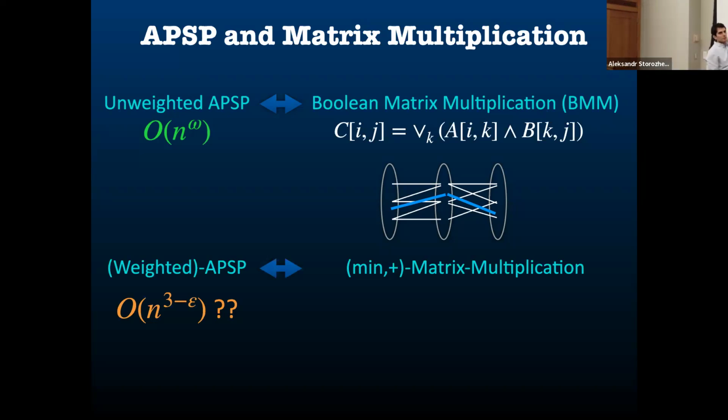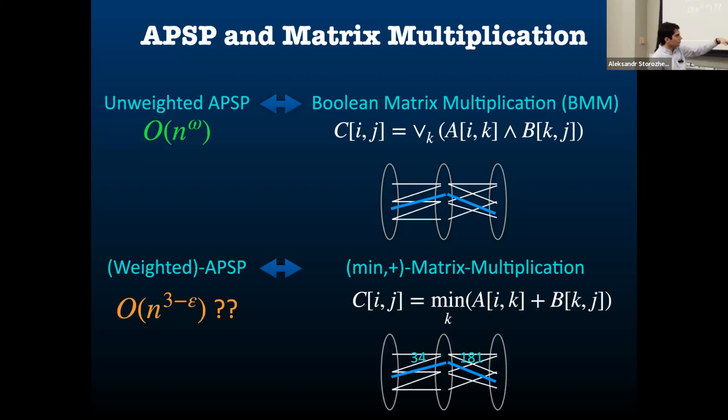But we want the weighted case. In the weighted case, the same thing happens. You can still get this equivalence to the 3-layer case. It's still a matrix multiplication problem, but instead of Boolean, it's min-plus. So instead of the sum, it's a min. Instead of the times, it's a plus. It's a different operation, but it's still a matrix multiplication problem. This combinatorial stuff translated this complex problem to just basically 3 layers. That's what I'm trying to say. Okay, so now your task is to solve this problem.